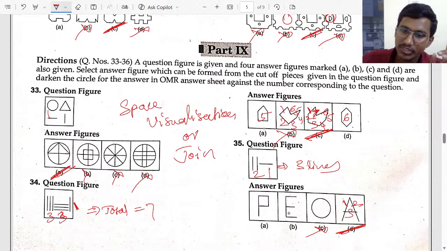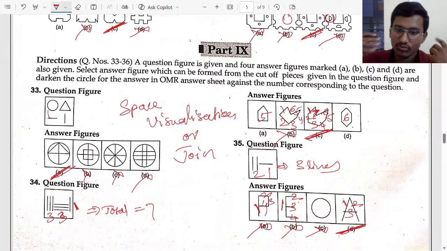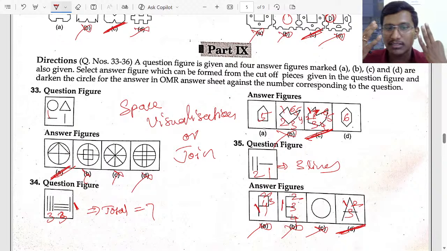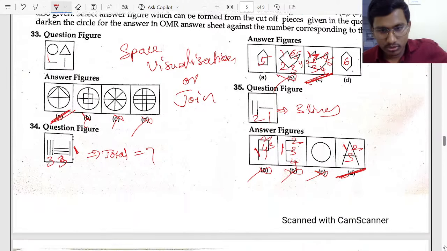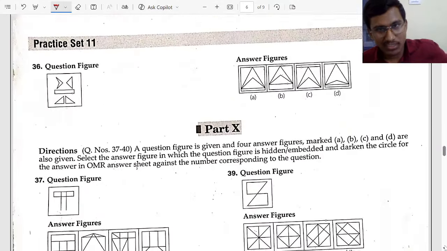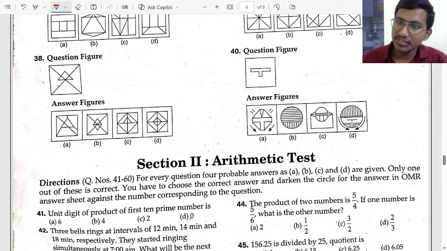Here, if you see, this one, if you take, then 2, then 3, then 4 lines, not possible. Here also, this one, if you take, then 2, then 3, then 4 lines, so not possible. So 3 lines figure is 35, D option. Okay, so that is the answer for the 35th. Now 36th question, if you see, the same, that is space visualization, that is joining the figures.